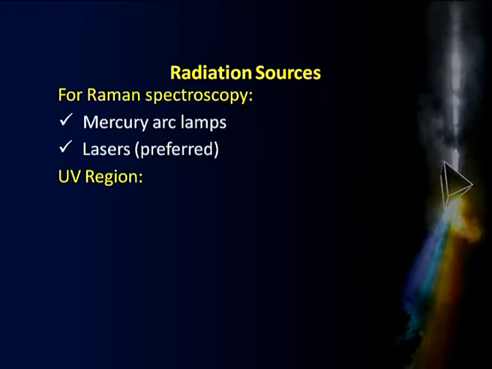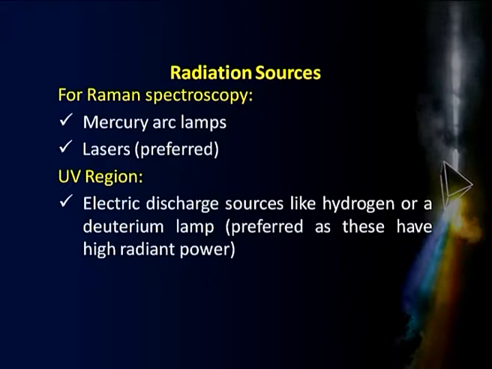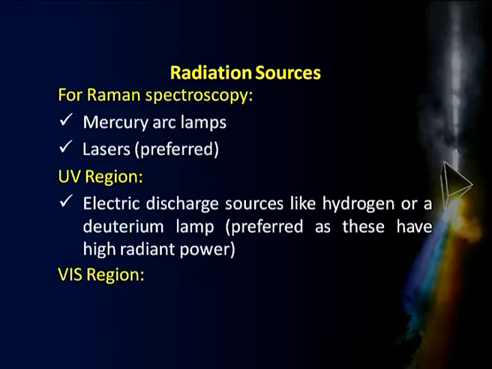And if I want to make measurements in the UV region, we use electrical discharge sources, typically a hydrogen lamp or a deuterium lamp. You have an evacuated glass chamber where the hydrogen or deuterium is present, and that is made to discharge. That gives out radiations in the UV region, and normally the deuterium lamp is preferred over the hydrogen lamp because the output is more intense, the radiant power is more. Similarly, for the visible region, we use a tungsten filament lamp.